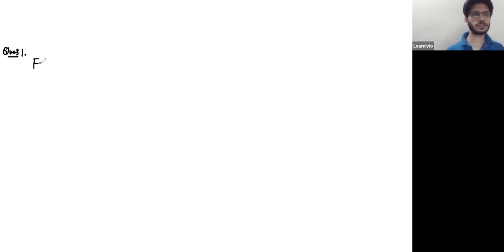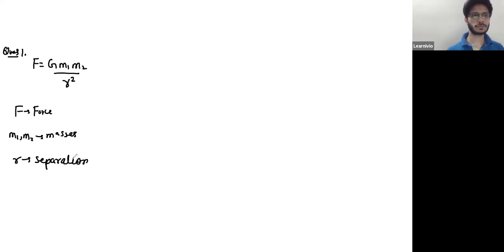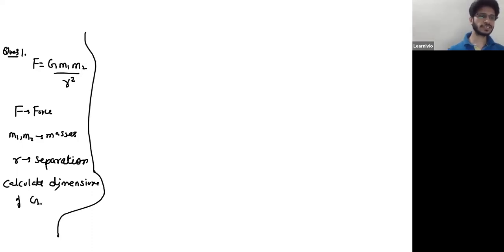So, the first question is, this expression is given, F is G M1 M2 over R square. Here F is force, M1 and M2 are masses, R is the separation between masses. Calculate the dimensions of G, the universal gravitation constant. So this G could be written as G is F R square over M1 M2.